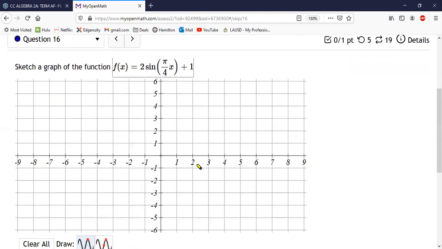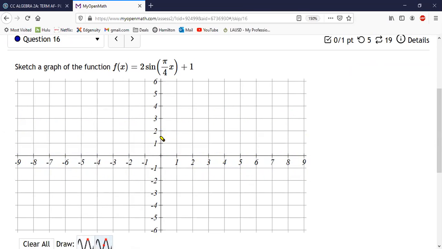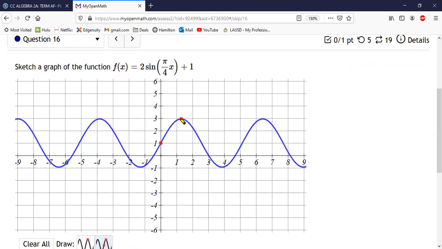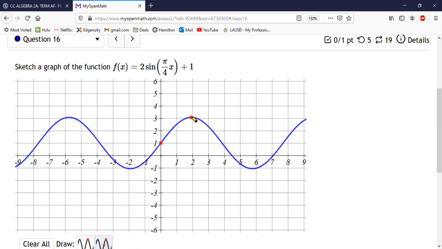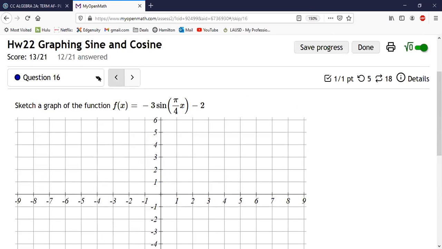So I see 8 here. We have a d value of 1, and that's a sine graph. We're going to go up 2 spaces, 2 becomes 3, and we want to make sure we stop by 8. So we'll go 0, up, 0, down, 0, stop by 8. Our amplitude is plus 2, minus 2, and our d value is 1. And again, if you want, you can hit similar question and try this problem again.